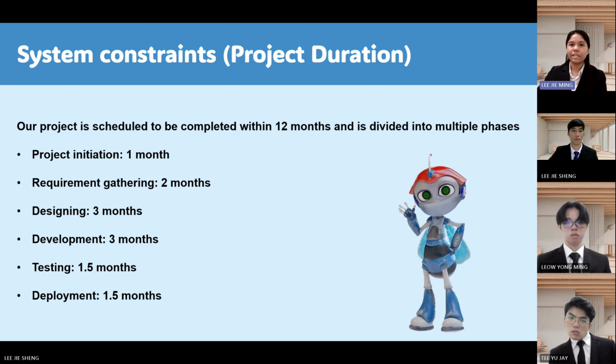For the development phase, it consists of 3 months, which is to develop core system components, integrate them, and perform initial testing. The testing phase is 1.5 months, to test the system functionality, performance, security, availability, and accessibility. The last phase is deployment and training. It takes 1.5 months to complete, to deploy the system and conduct training sessions for users and stakeholders.